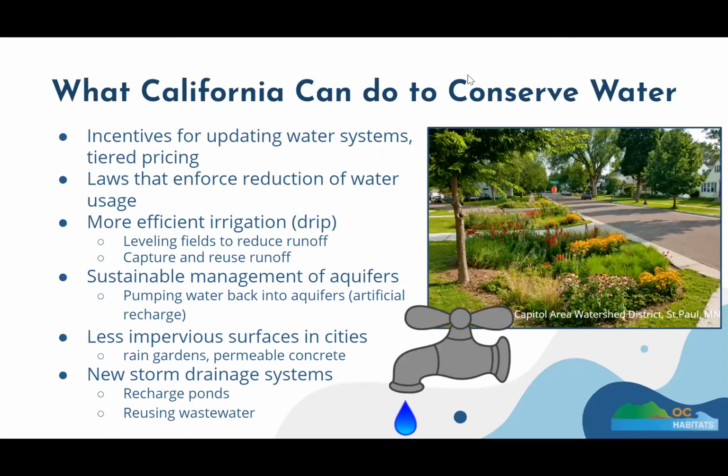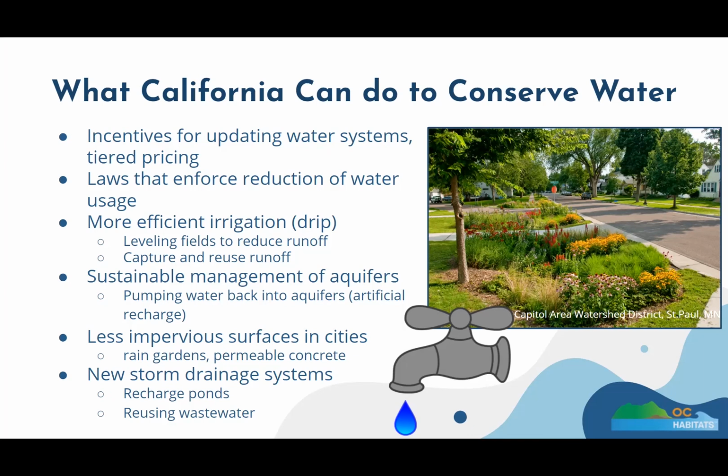So what are some good sustainable solutions to conserving water? I've talked a lot about the issues with our water use, and now I want to have a call to action about things that we can do as Californians, and then things that you can do specifically in your individual life. So things that California can do as a whole is having incentives for updating water systems. Often water providers will give rebates for people who are willing to update their technology, their appliances, as well as having more efficient landscaping.